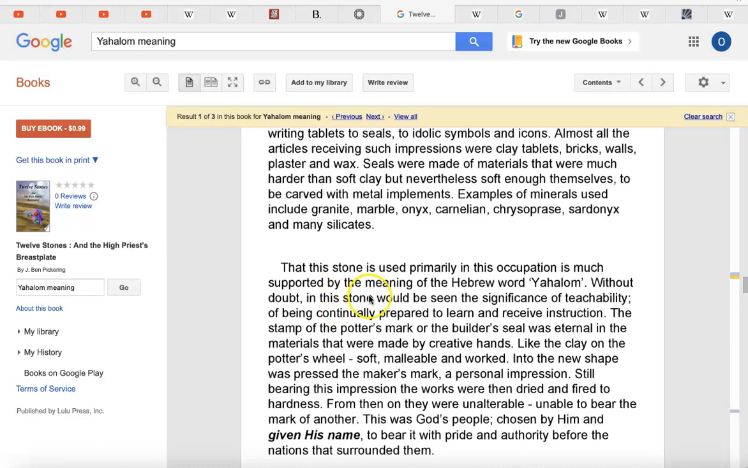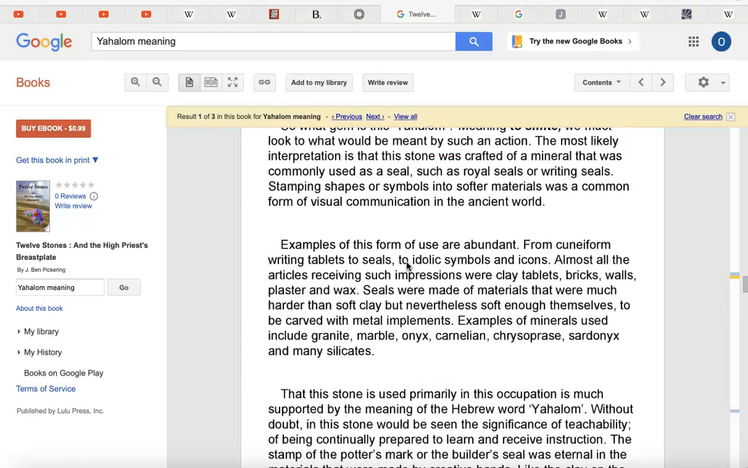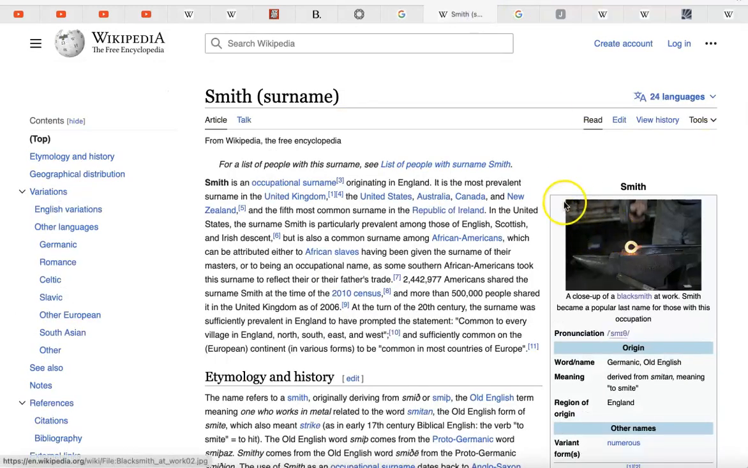Without doubt, in this stone would be seen the significance of teachability, of being continually prepared to learn and receive instruction. That's what we need to do as people. We need to be prepared to learn. Okay? And again, like I said, I'll talk about Thor, and I'll talk about smithing, with regard to Thor and all of these mythological deities. Yeah, I'm going to get to that. Don't worry, Dr. Luke, I will.